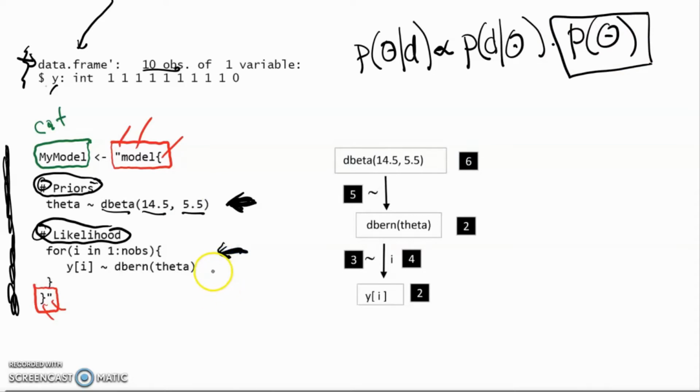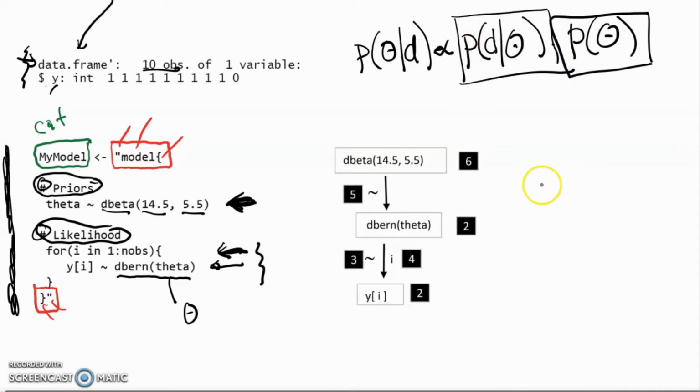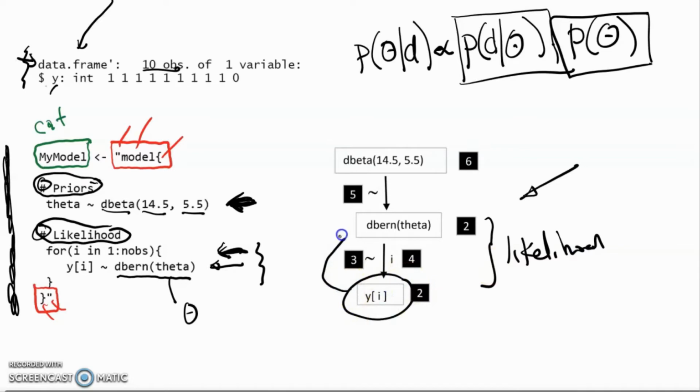Our likelihood assumes that each one of those values of y arises from a population that is Bernoulli distributed with parameter theta. And that's really our target, theta. This whole thing here represents our likelihood function. You can see those things in this flowchart as well. Here we have the likelihood function. The values of y are assumed to arise from a Bernoulli distribution with parameter theta, which is our target. And here we specify the prior as being a beta distribution with these parameters.